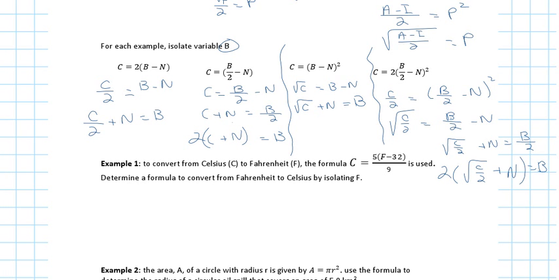Okay? So what I want you guys to do is try example number 1 and example number 2, see what you can get, and I will take them up. I also want you to think about what if I want you to isolate for F. It's asking you to determine a formula to convert from Fahrenheit to Celsius, so isolate for F, okay? So I want you to try this.